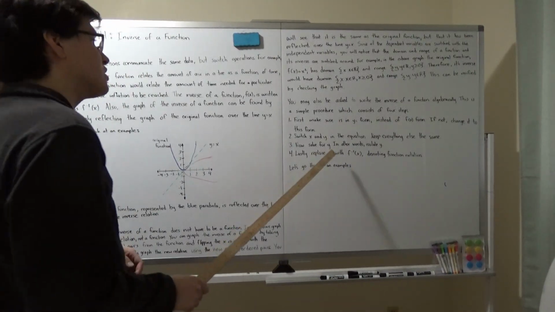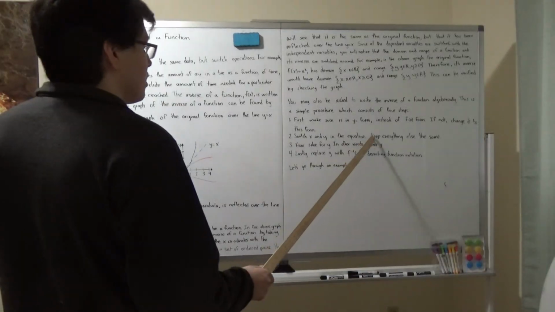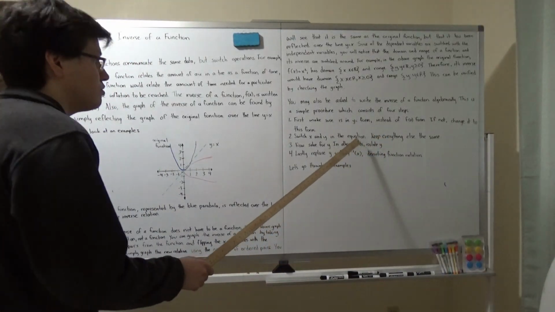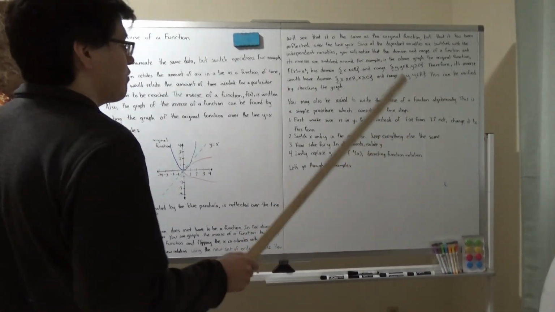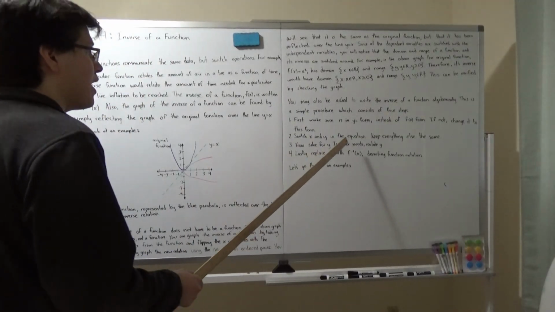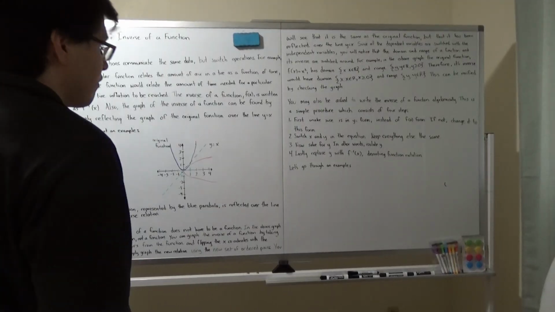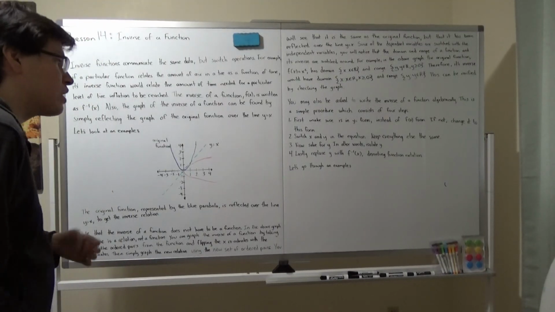Second, switch x and y in the equation. Keep everything else the same. Third, now solve for y. In other words, isolate y.